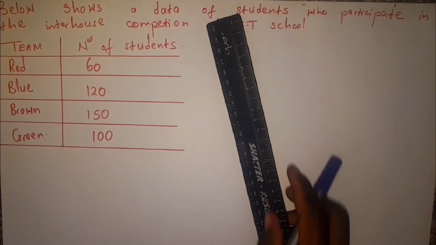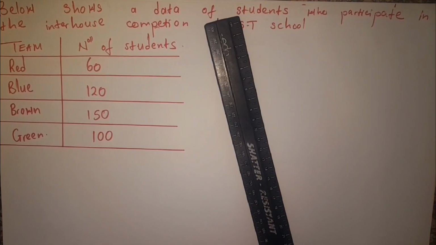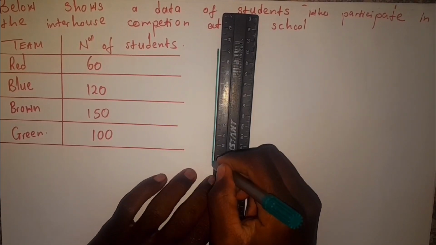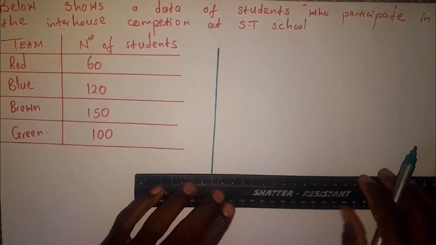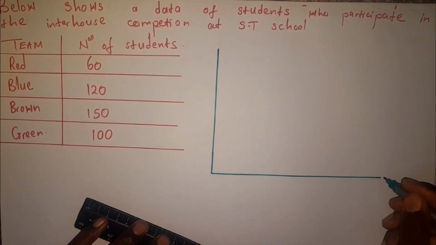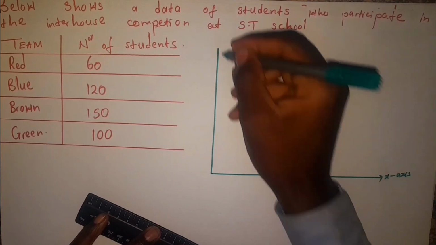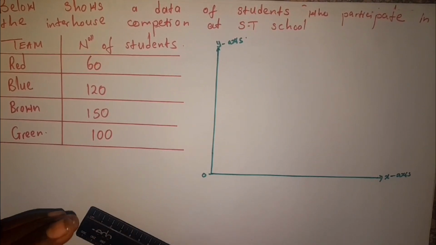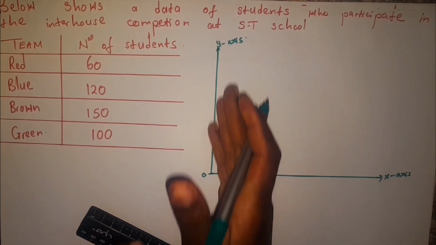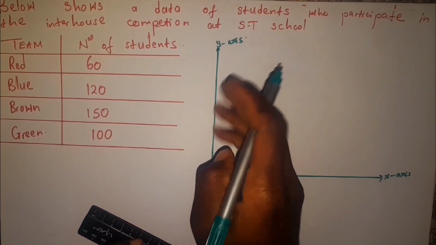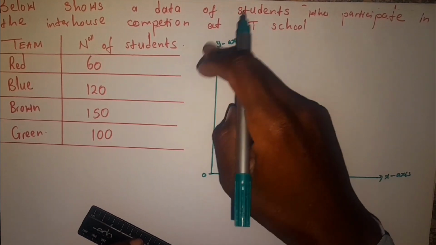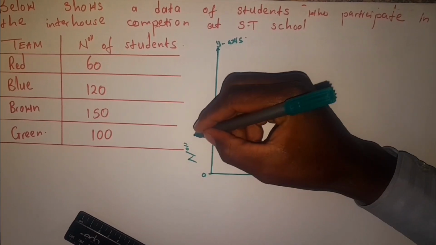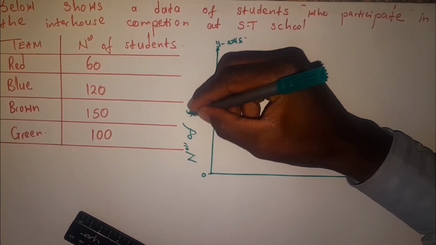So let's start drawing. When we are drawing the bar graph, we start by drawing the vertical line, that is the y-axis, and then the horizontal line, which is the x-axis. What is very important to know is that the vertical line, the y-axis, is where we write our frequency. Here our frequency is the number of students. So on this side we always write the frequency.